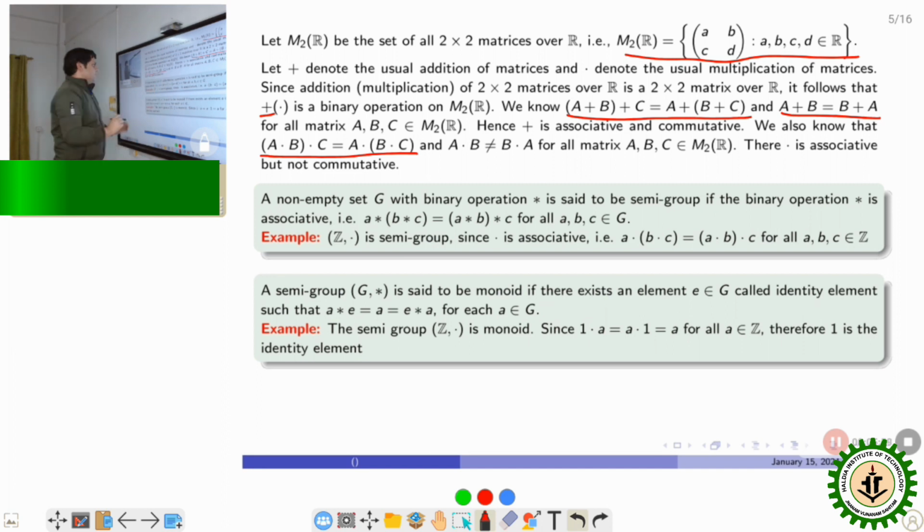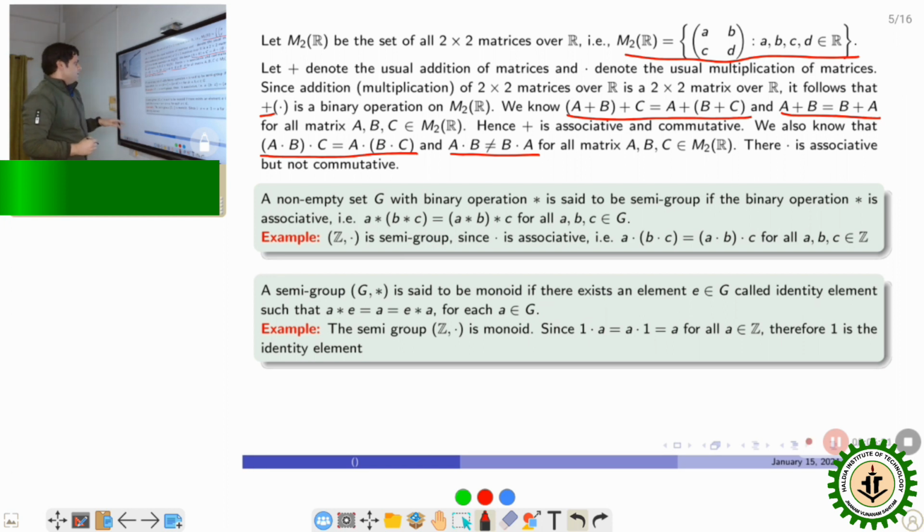That means if we multiply two matrices A and B, and again multiply by another matrix C, that equals A multiplied by the product of B and C. This must be the same. But for matrix multiplication of any two matrices, A dot B does not always equal B dot A. Therefore, matrix multiplication is associative but not commutative.